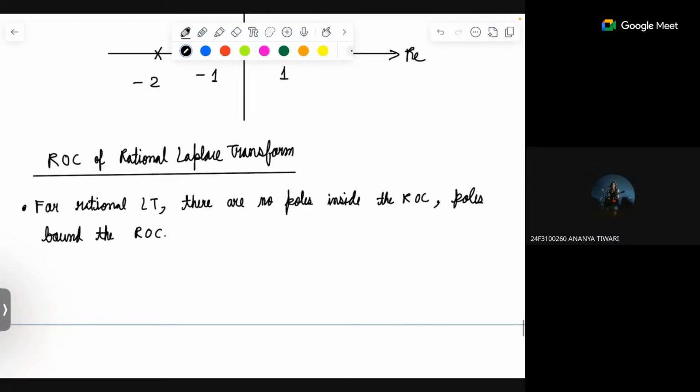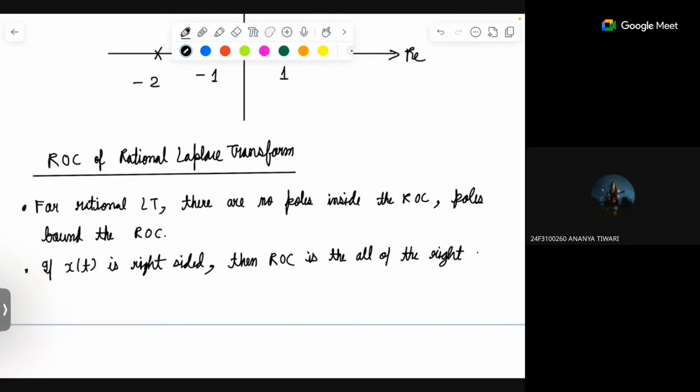So let us take x(t) to be right-sided. If my signal is right-sided, then the ROC is all of the right of the rightmost pole. I will just show you by a figure.